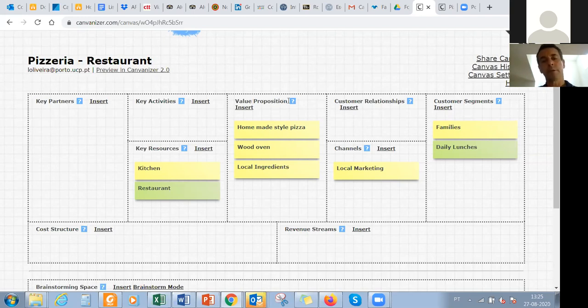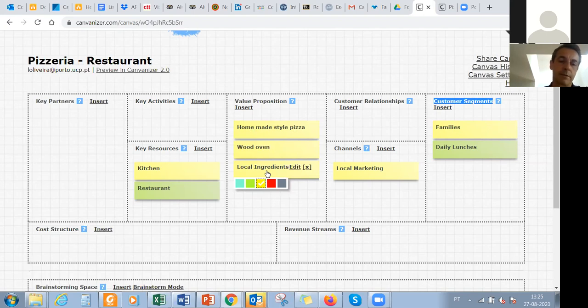So the name is not what is your product or what is your process, but what is the value that you want to present or to sell or to offer to your customer segments. In this particular case, we selected three simple things: it's a homemade style pizza, it is produced in a wood oven, and it has local ingredients. Maybe this represents value for some people.